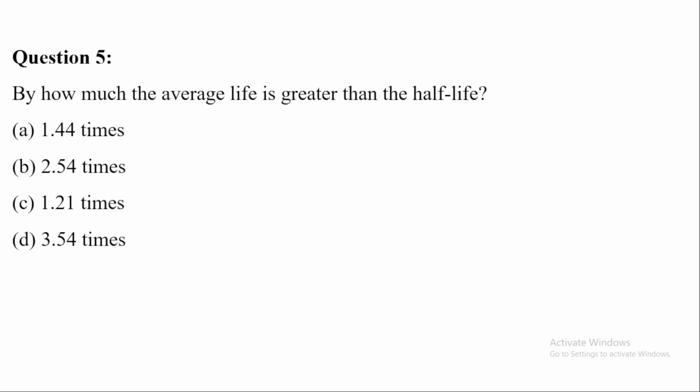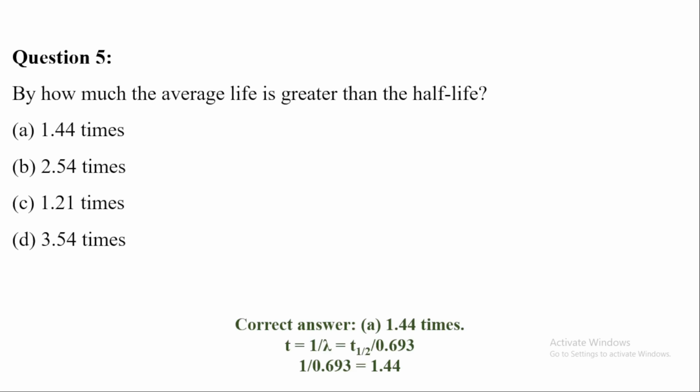Now we know that half life, T half, is equal to 0.693 divided by lambda. Okay. And average life is inversely proportional to lambda. So average life is equal to 1 by lambda. Now lambda can be written as 0.693 divided by T half.